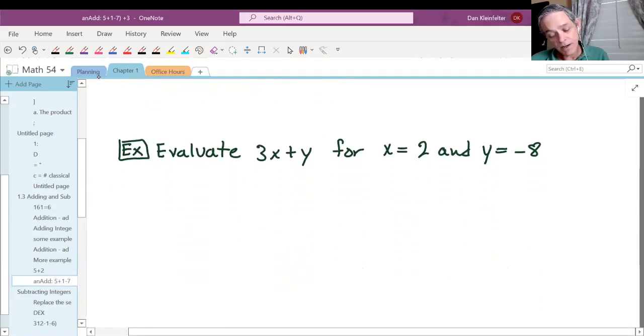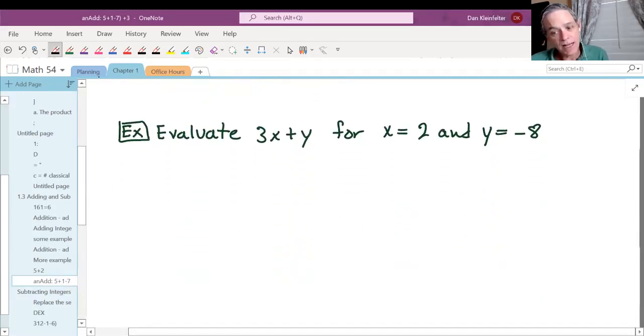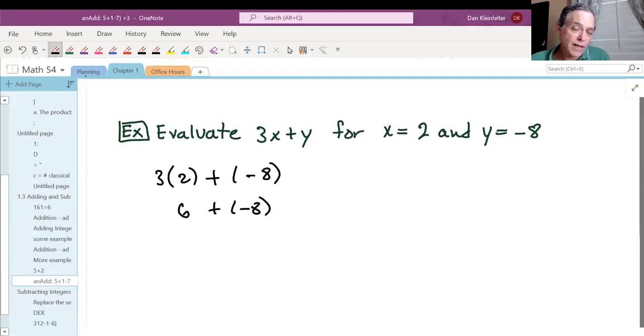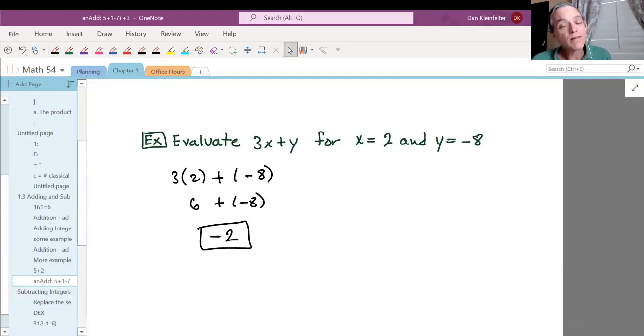Okay, in the next example, we are evaluating 3x plus y when x is 2 and y is negative 8. So we'll replace the x by positive 2, and the y by negative 8. Okay, and then 3 times 2 is 6, and 6 plus negative 8, is it 2 or negative 2? Well, I know the absolute value of 6 is 6, the absolute value of negative 8 is 8, and 8 minus 6 is 2. If, again, I drew out all those plus and minus signs, we'd have extra minuses. So in the end, it is negative 2.